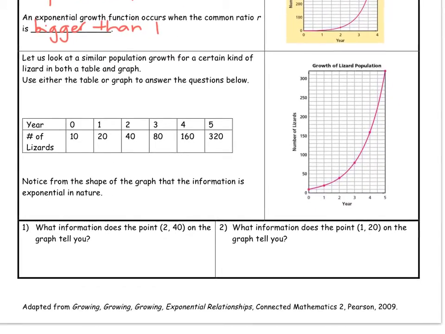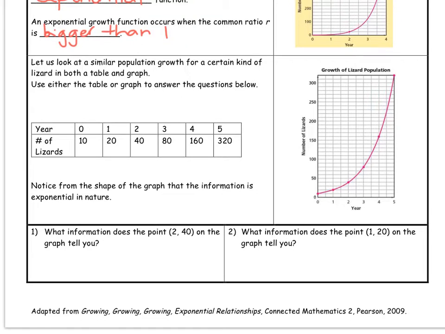So let's look at a similar population growth for a certain kind of lizard, and we're going to look at the table, and we're also going to look at the graph. And we're going to use either the table or graph to answer the questions below. So at this point, if you want to stop the video and answer the questions yourself and then go back and check to see if your answer is correct, that's a good idea. If you're not so sure, then you can just hang out with me. Notice in the shape of the graph that the information is exponential in nature. And how do we know it's exponential? Because it's increasing quickly, and this is the growth of the lizard population.